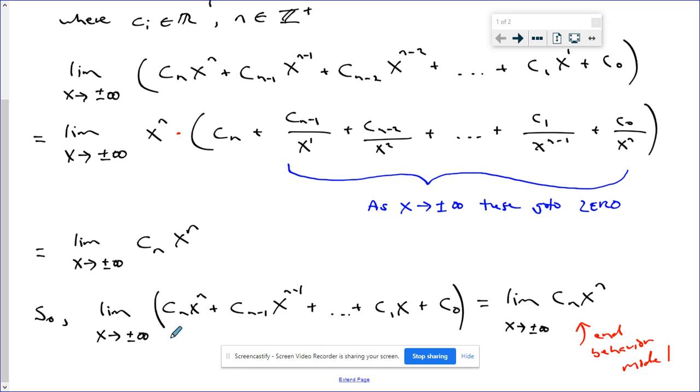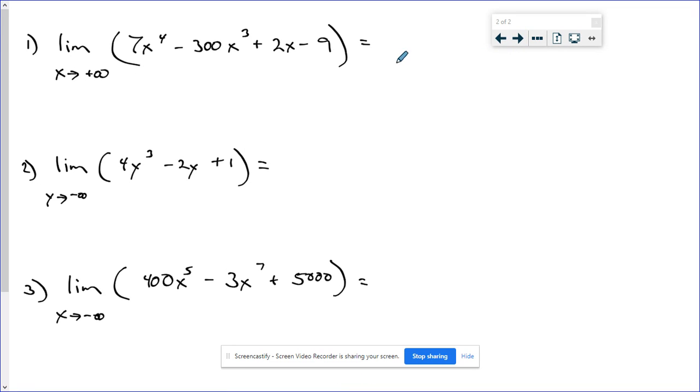Now notice, if this had been as x went to 5, then I could not have written this, because these wouldn't be going to 0. So this end behavior model is only a tool you use if it's a limit as x goes to infinity. All right, so that's a little proofy. Let's just do some problems, and I think it's going to make sense.